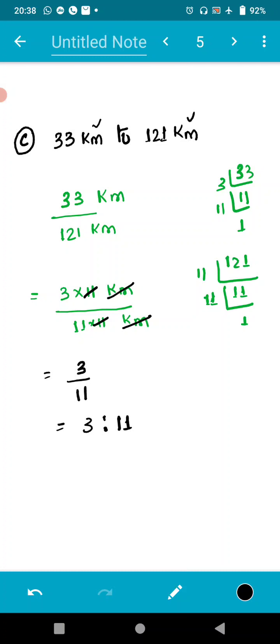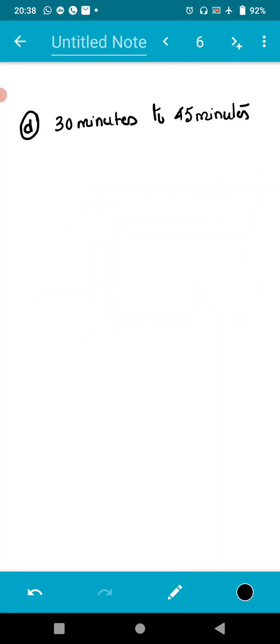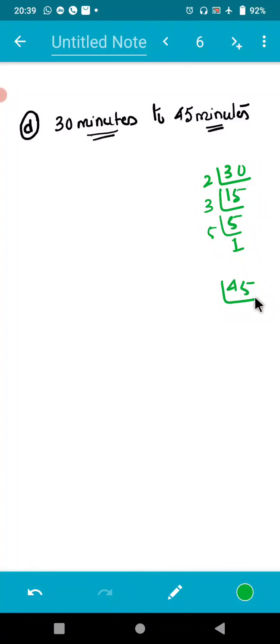Okay, now let's move on to the last sum of today's session, that is sum number D of question number 6. 30 minutes to 45 minutes. Again these two numbers are sharing the same units, so nothing to worry about. So 30 means we have to do the prime factorization, that is 30 means 2 15s are 30, 3 5s are 15 and 5 1s are 5. Now let's do 45. That is 3 15s are 45, 3 5s are 15 and 5 1s are 5.